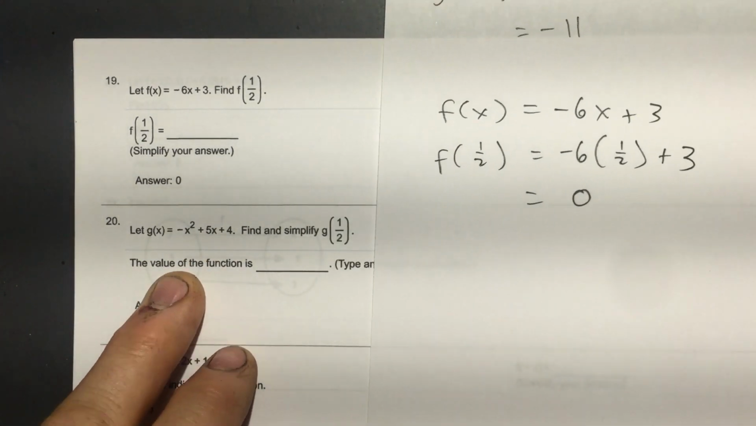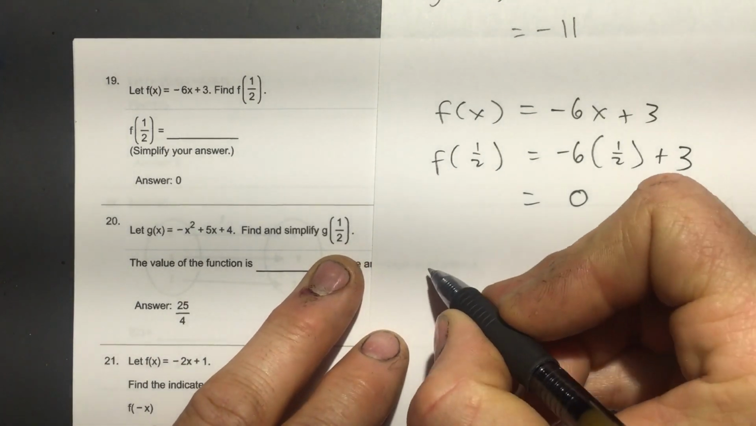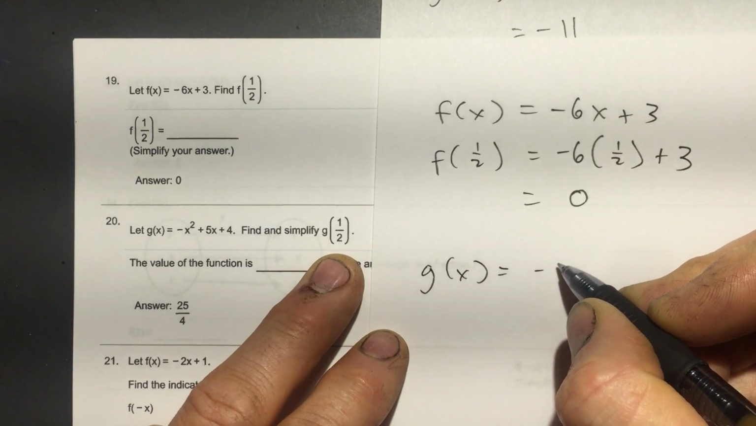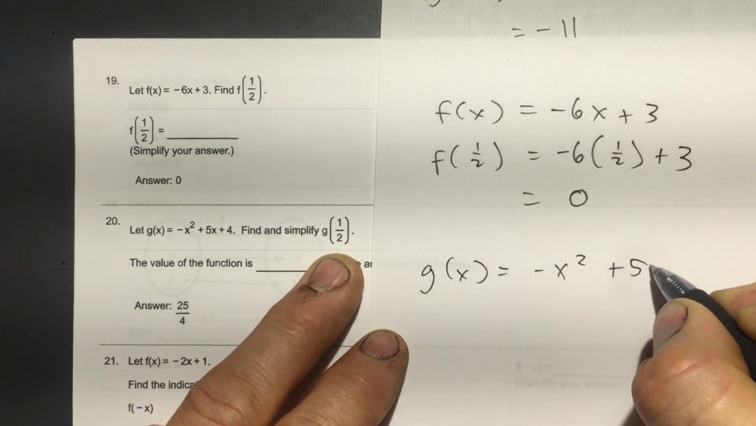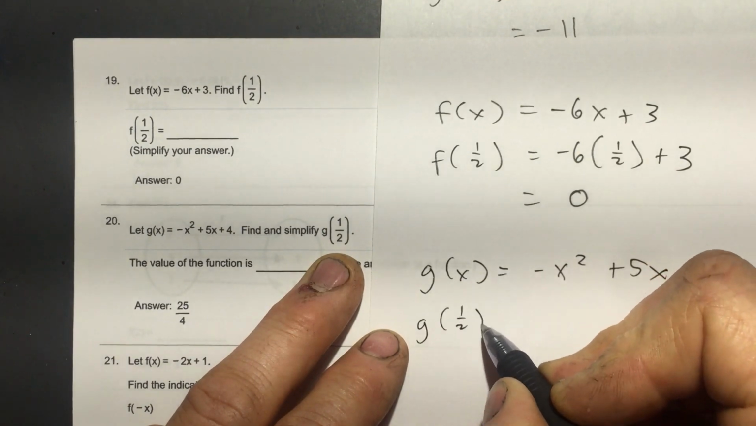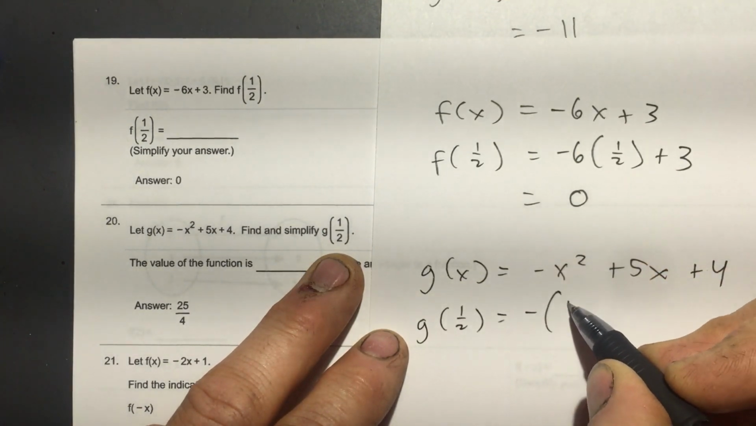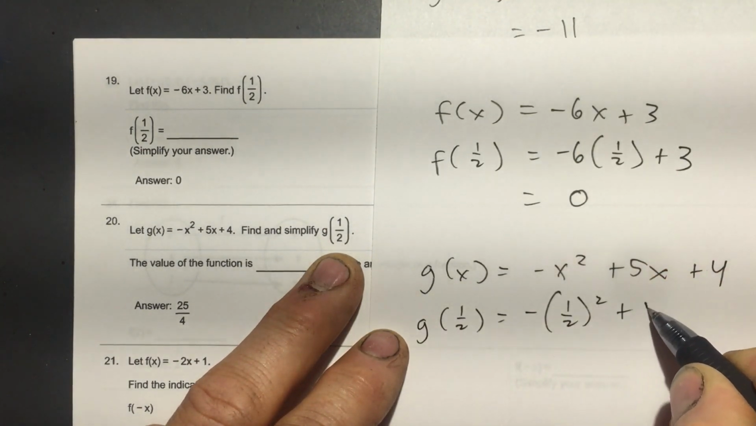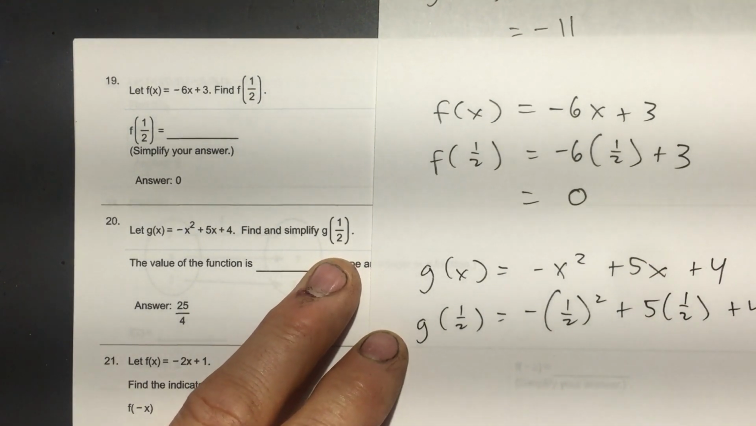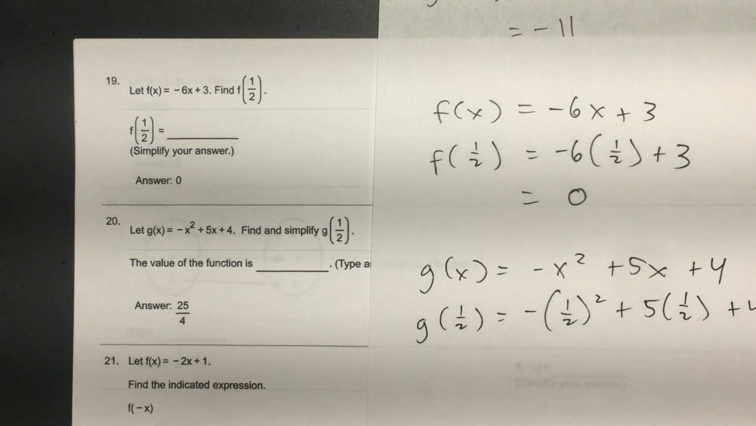Right here, we're just finding g of 1/2. So g of x is negative x squared plus 5x plus 4. So I'm going to do g of 1/2. I'm just going to put 1/2 in for x. So it's going to be like this, and I just type that straight in. And it's going to be 25 over 4.